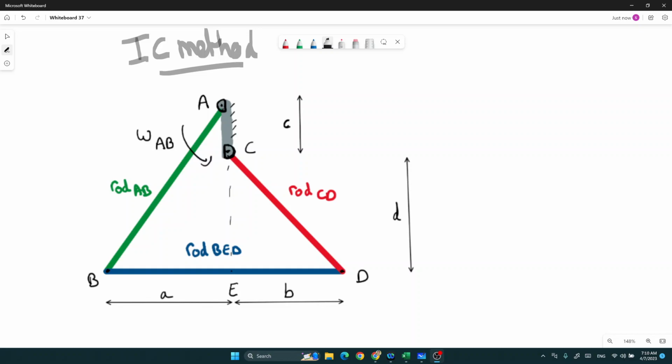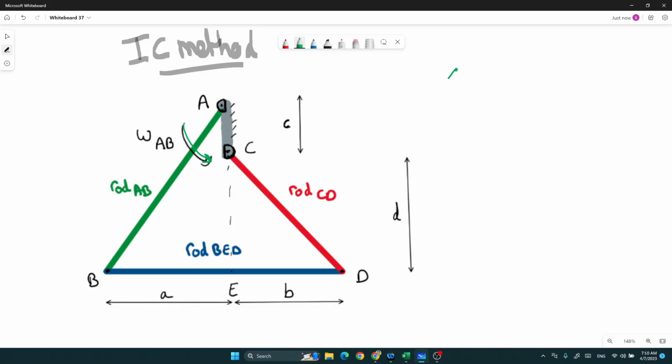When I talk about the road AB, I will use the green. The road BED, I will use the blue. And the road CD, I will use the red. So I hope that helps. So you have to remember that what we know is the omega there. So let's solve for what we can do with the IC method.